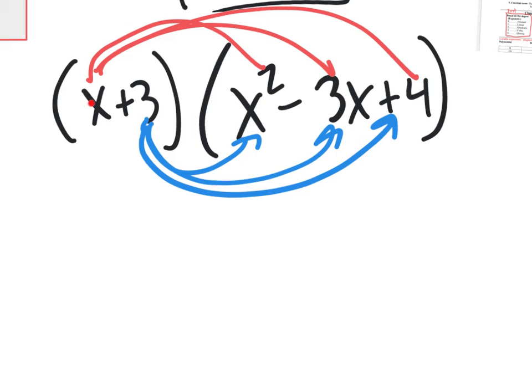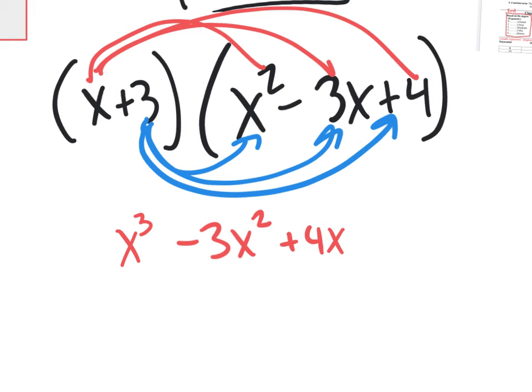So let's go back to the x. So I want to do it in red. X times x squared, that is x to the third. And then I go x times negative 3x, right? X times the middle term, negative 3x. That'll still be a negative 3x, but x times x is x squared. And then last but not least, x times 4, that's just going to be a positive 4x.